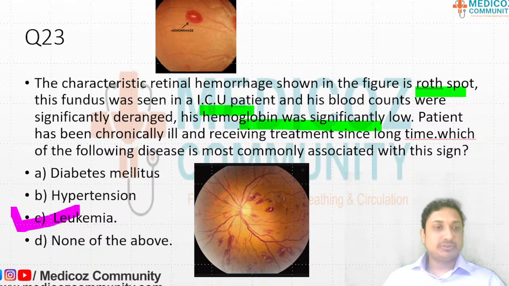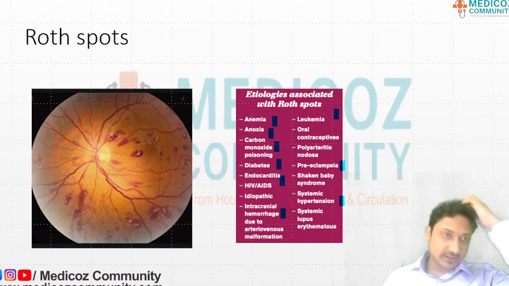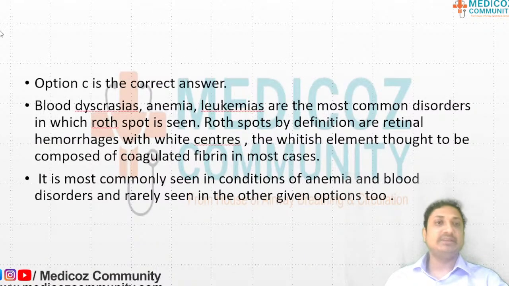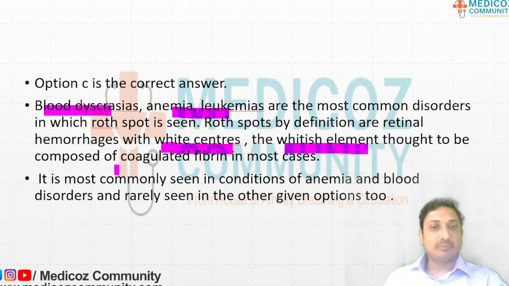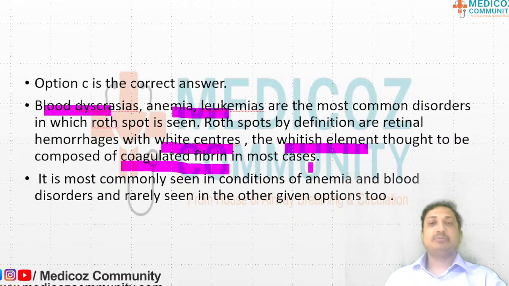Okay, so this sign is the Roth spot hemorrhage, and this kind of fundus finding is seen along with other disorders like blood dyscrasia, anemia, leukemia; these are the most common disorders seen. Why are white centers seen in the hemorrhage? Because the whitish element is thought to be composed of coagulated fibrin in most of these cases. So the fibrin that coagulates comes in the center of the hemorrhage, and that is why these hemorrhages are seen with white centers. Okay. Can we proceed to the next question now?